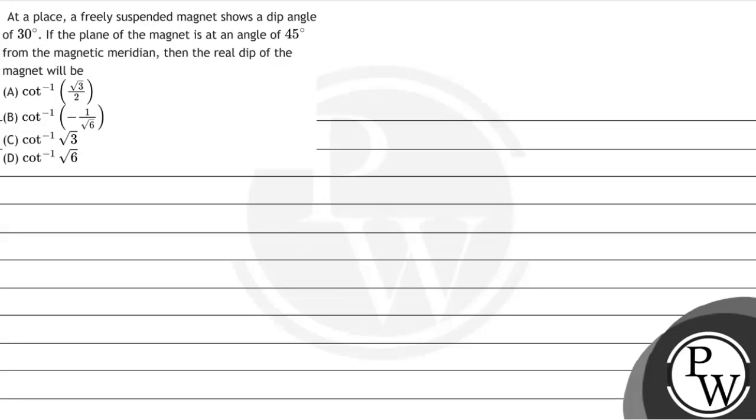हेलो बच्चों, लेट्स सी द क्वेश्चन। तो क्वेश्चन क्या है कि एट ए प्लेस ए फ्रीली सस्पेंडेड मैग्नेट shows a dip angle of 30 degree, means the apparent dip at that point is 30 degree. If the plane of the magnet is at angle of 45 degree from the magnetic meridian, then the real dip of the magnet will be.